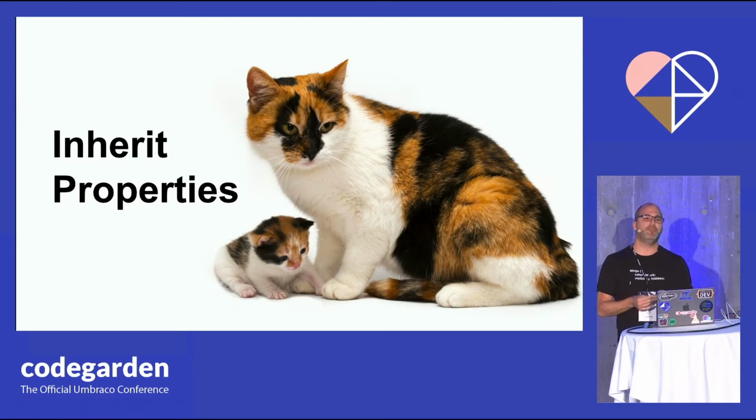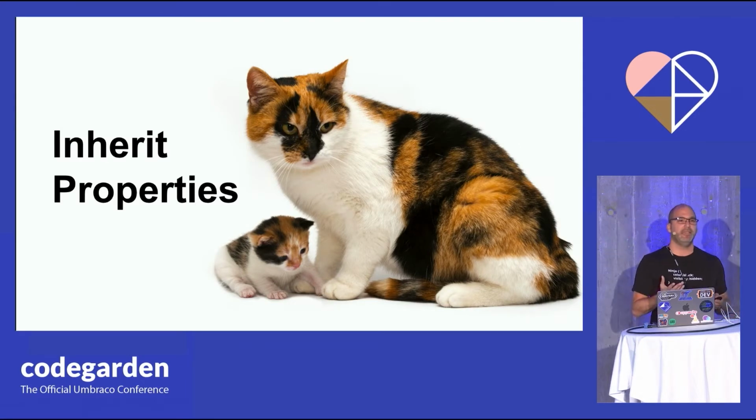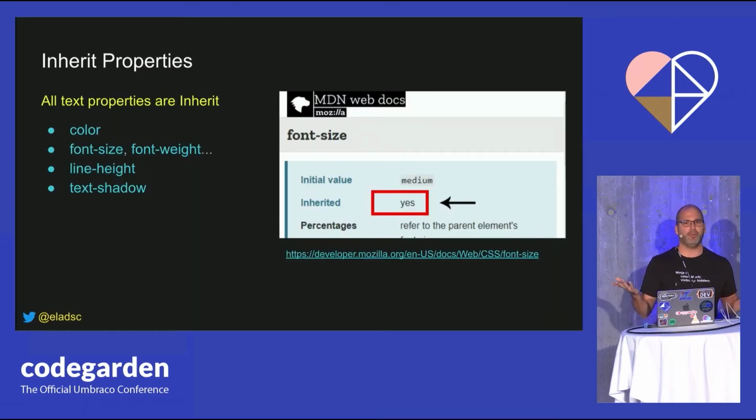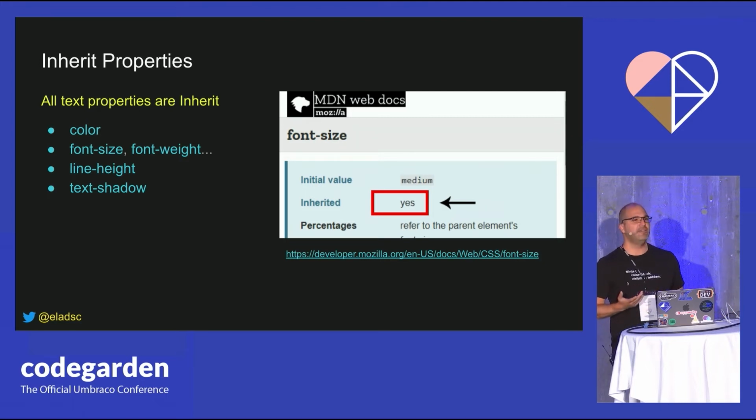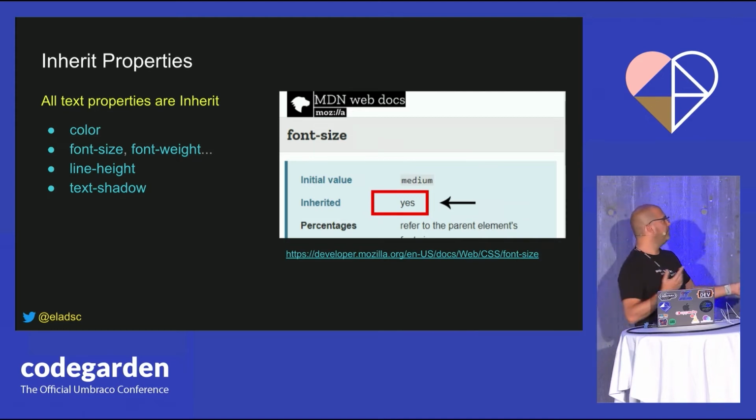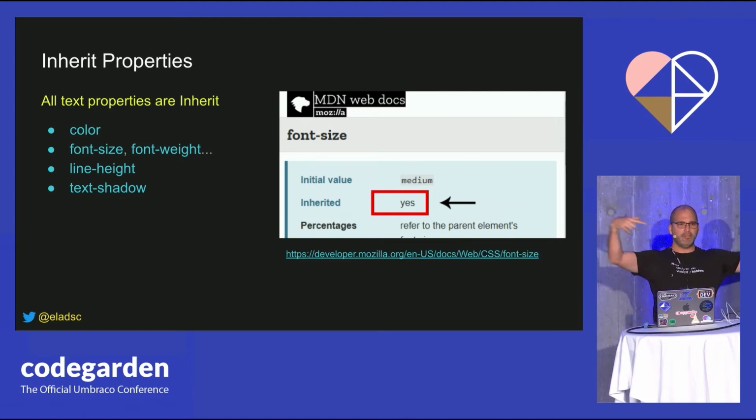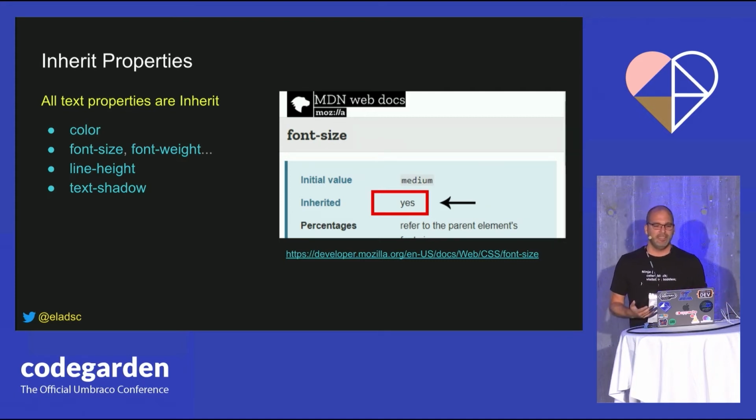The first group of properties is the inherited properties. And in this group, we have all the typography properties that we are using for text. Think about it: if you are giving a container a color of text, font size, font weight, line height, text shadow, it's always affecting the inner elements. But why is it doing that? It's doing it because those properties by default behave as inherited.